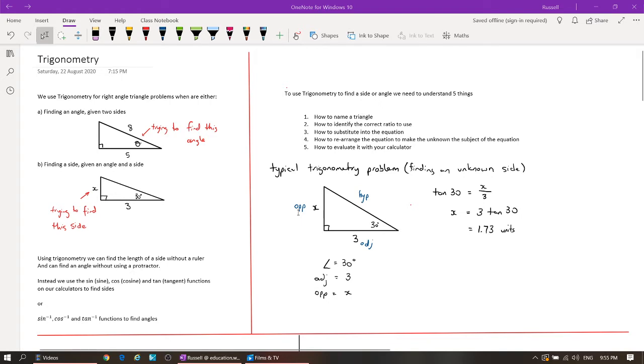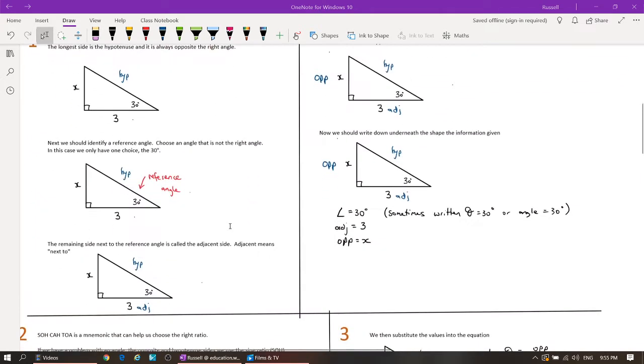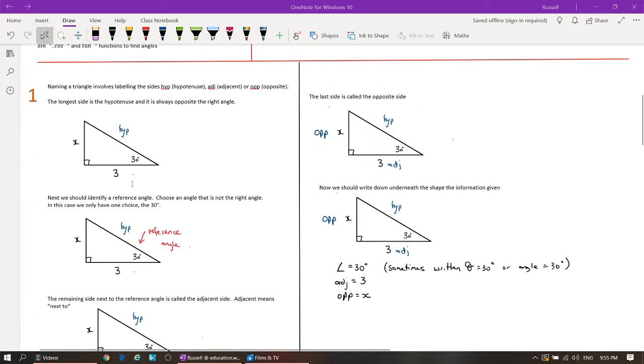So step 1, how to name a triangle. Here's step 1 here. We've got a triangle, and the first thing we would do is find the hypotenuse. The hypotenuse is the side opposite the right angle. So the right angle points to it, and we put HYP next to it. HYP is the hypotenuse, it's the longest side on a right angle triangle.